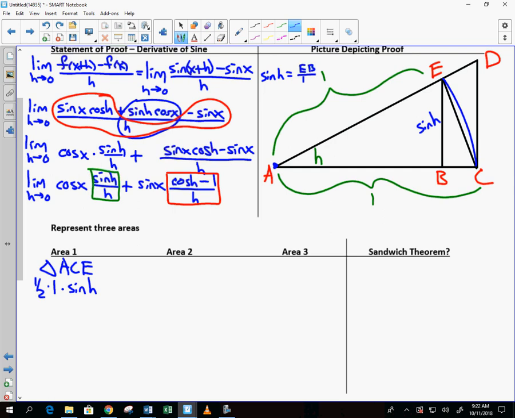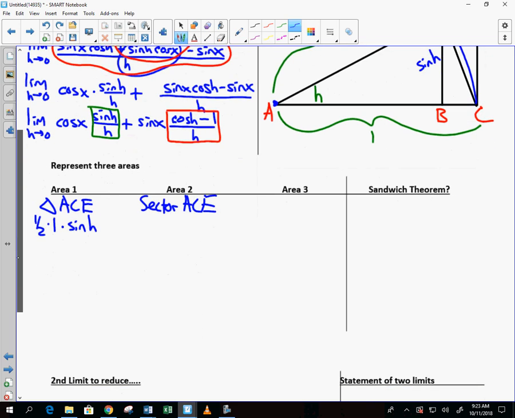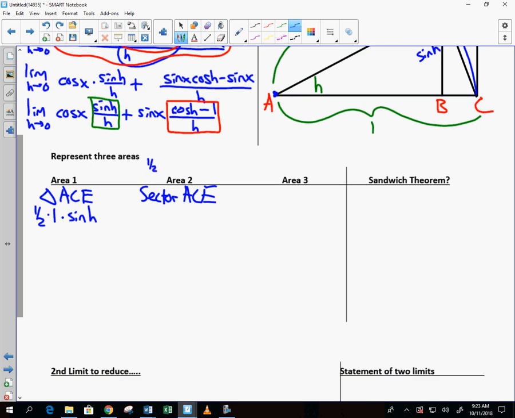Okay. Area 2, the second area that I would like to talk about is a sector, and that would be sector ACE. Now, if you remember, a sector is a slice of a circle. Can everybody see the sector portion that I have? Okay, so I've got that sector. And do you remember how we determine the area of a sector? Okay, very good. Area of a sector is 1/2 r squared theta. That's the formula that we determined before.